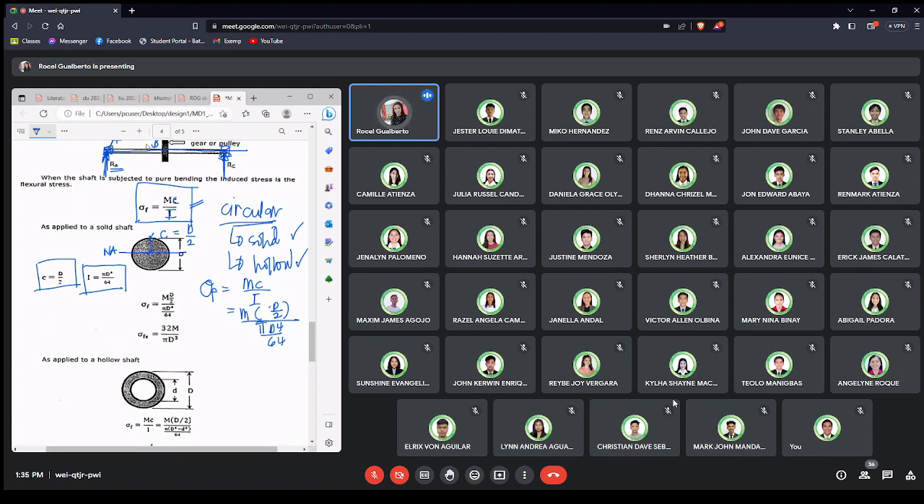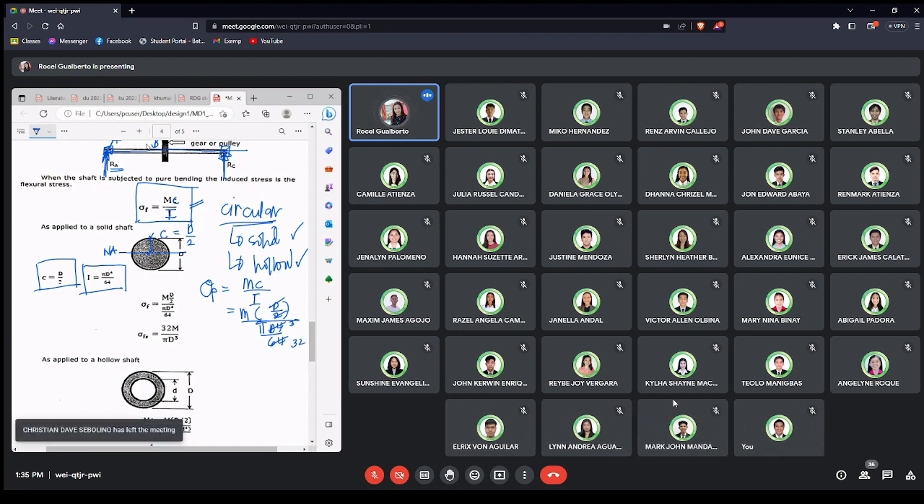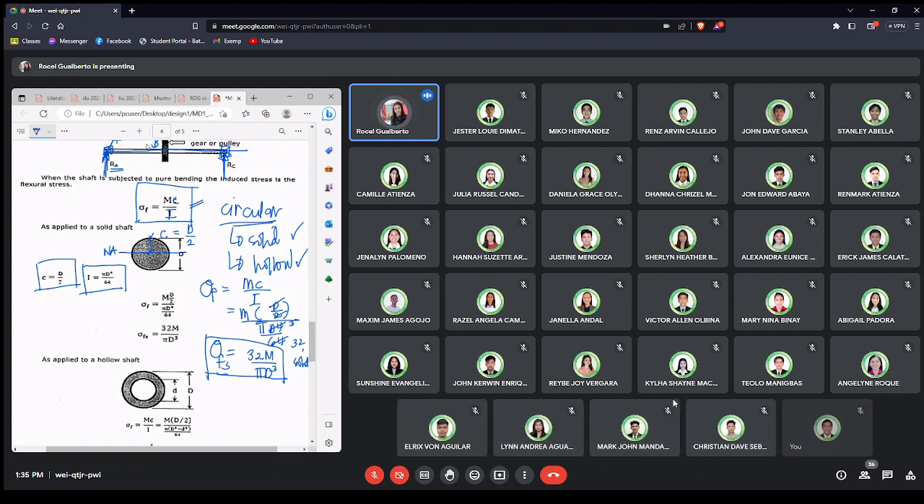So, in that case, again po, cancel out d to the fourth and d. So this is d cubed. 2 and 64, this becomes 32. So simplifying that, we arrive at 32M over pi d cubed. That would be your flexural stress. Again, this one is for a solid shaft. So instead of using Mc over I, pwede po, diretso ka na dito: 32M over pi d cubed. Yan po ay kapag solid.